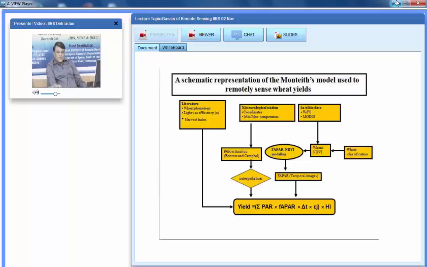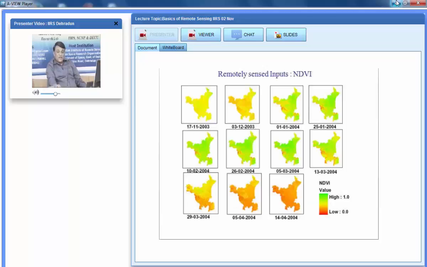Here you can see how remote sensing can capture the dynamics of the wheat crop. The wheat crop is just sown, then emergence, and greenness is increasing, it is becoming more green. Then here you can see it has achieved the peak. Then senescence starts, with declining greenness, and then it is harvested here. So it is capturing the dynamics of wheat growth.